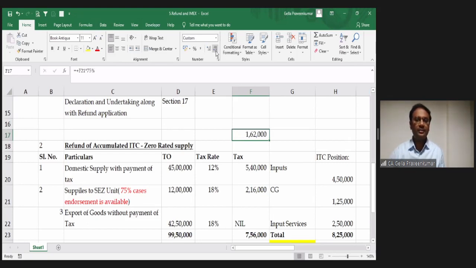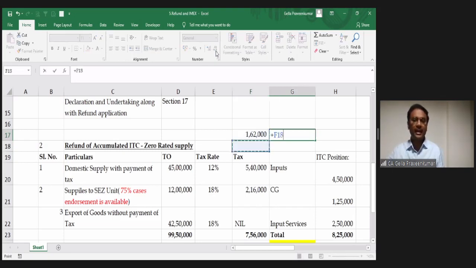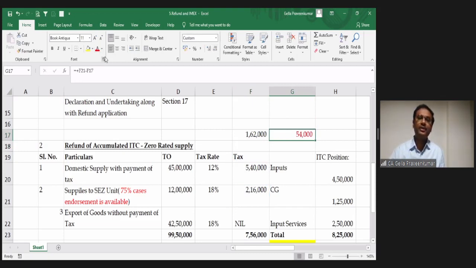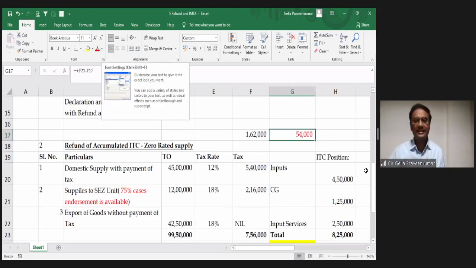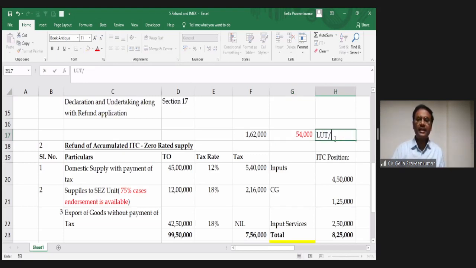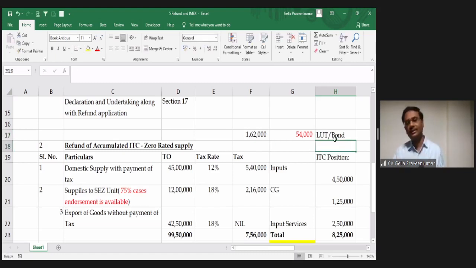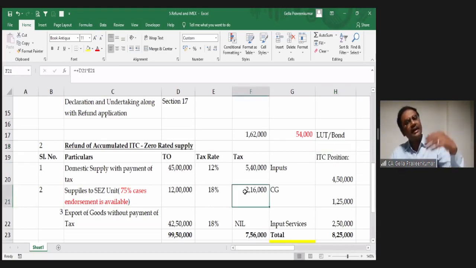Out of the tax you have paid, 75% he'll give you as a refund. So what will happen to the balance 25%? 54,000. Now this 54,000 is a loss to the registered person. Reason: when you give a letter of undertaking or bond, you have mentioned that you are going to comply with the provisions of GST law. So when you are making a zero rated supply and you say it is a zero rated supply, I'm going to cover that in my slides at a later point in time. In case you fail to satisfy any of the provisions, you are not entitled to get refund of that amount. Now, this 2,16,000 I have already paid to the government.